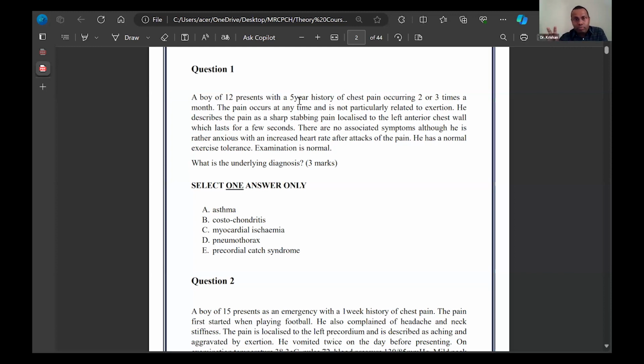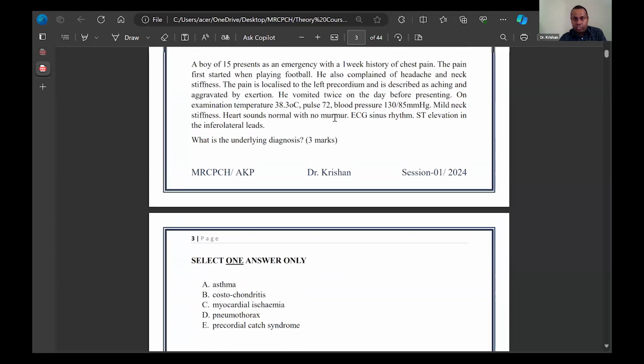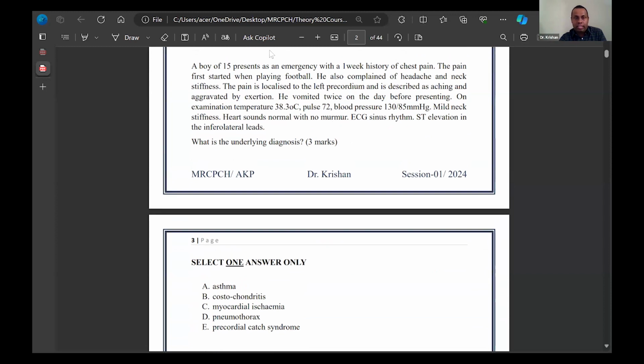So this is the first question that we did. This is to get an idea how these AKP questions would appear. Right. Next question. Please give a try.